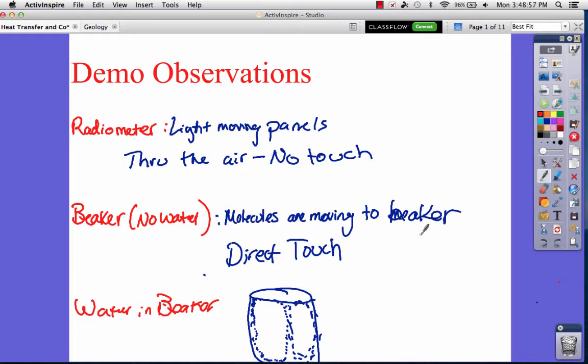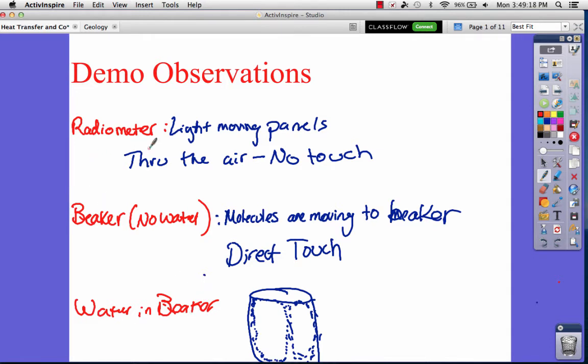The first one involved the radiometer, which you remember from Light Lab number 1 was that kind of light bulb looking thing that we shone a flashlight on and the panels began to move. The second one was a beaker with no water in it sitting on top of a hot plate. And the third one was the water in a beaker. Okay, and we use dye to show that as well.